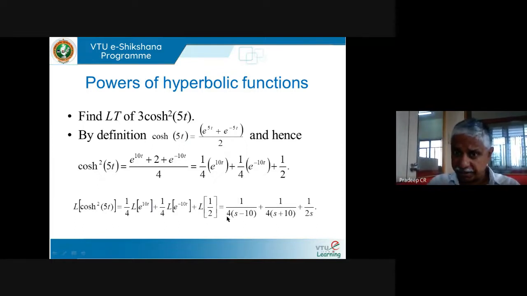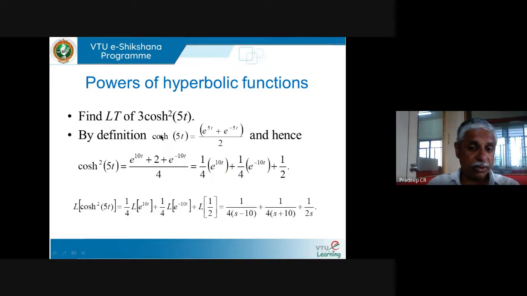Maybe I have not written so many details here, but I told you orally, and you understand that. 1 by 4, Laplace of e power 10t is 1 by s minus 10, since Laplace of e power at is 1 by s minus a. Similarly, Laplace of e power minus 10t is 1 by s plus 10. And if I take half out, I get L of 1, which is 1 by s, so half times 1 by s, which means 1 by 2s. So this is the Laplace transform of this function.